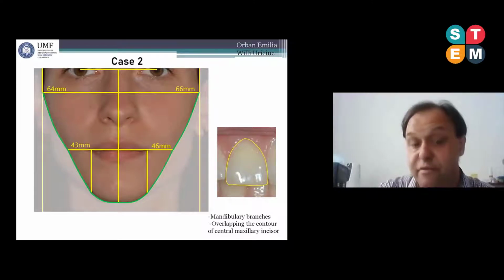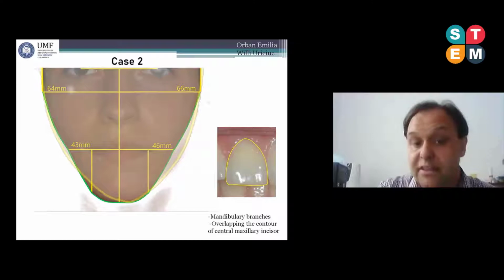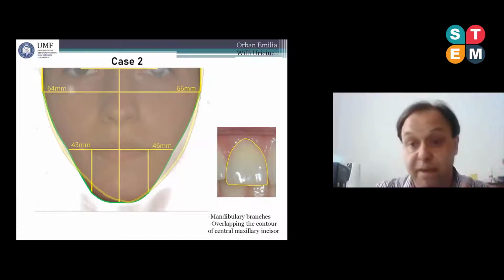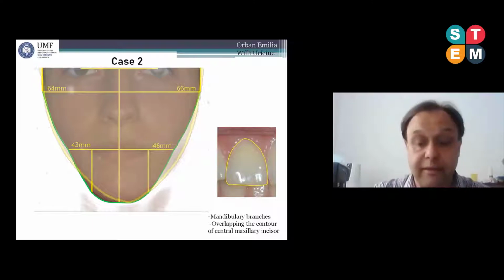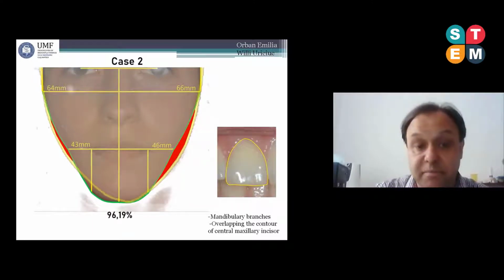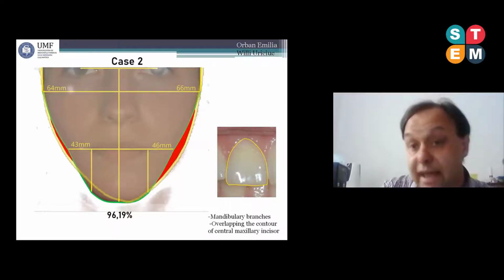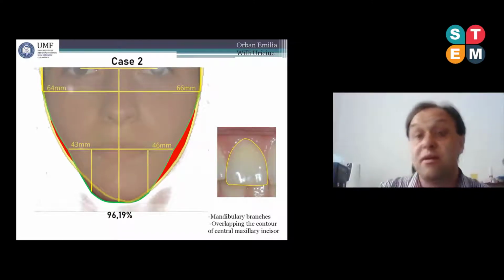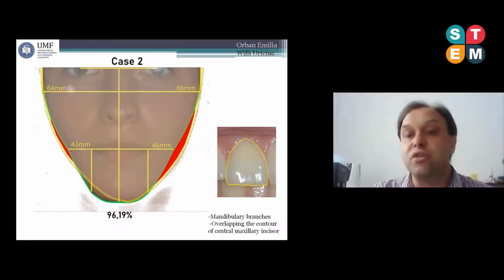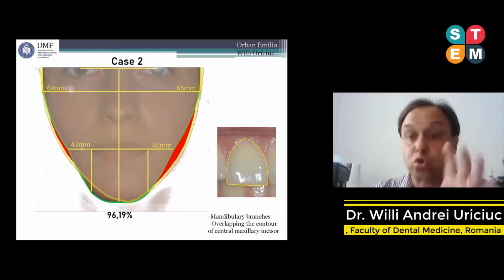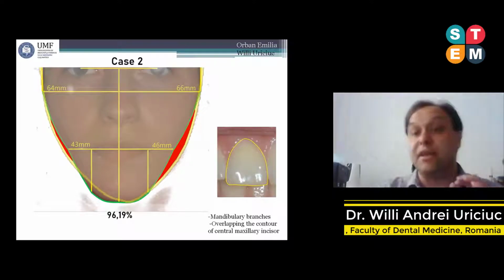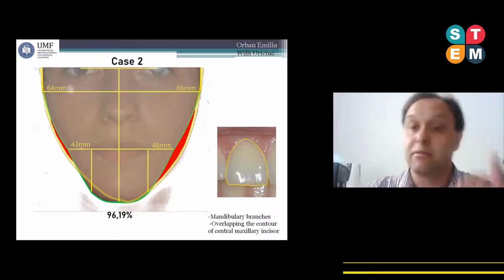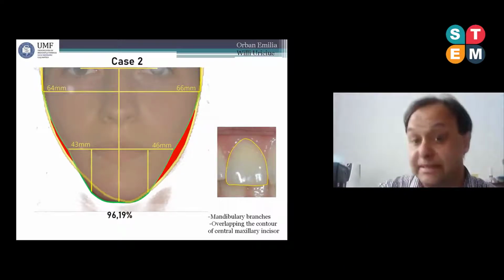We have the face, and you will see the overlap of the patient's natural tooth, and now we have the percent: 96, 90%. That is a good percentage for overlapping the contour of the tooth and the contour of the face. So we can conclude that we can extract all the information from the face of the patient to make a natural, beautiful and individual smile, beginning with the central upper permanent incisor.